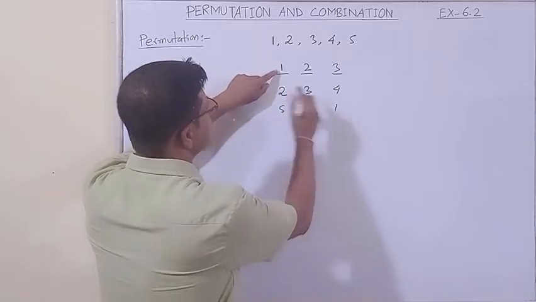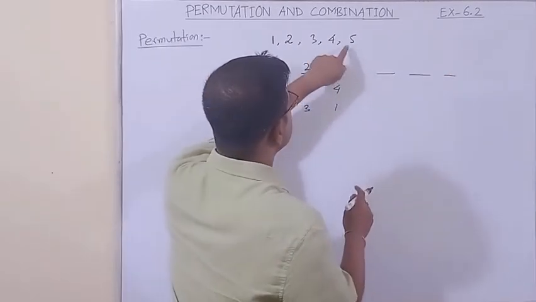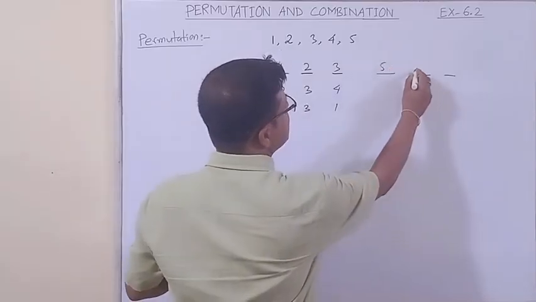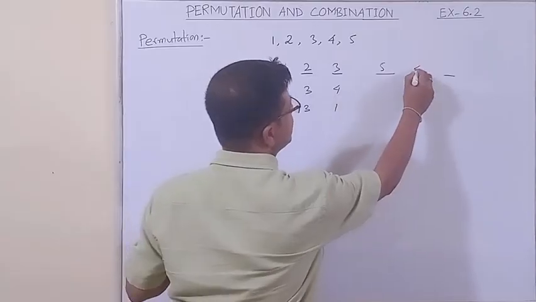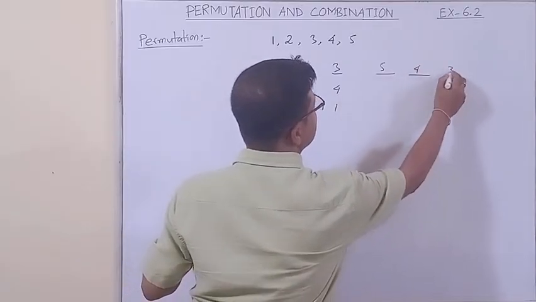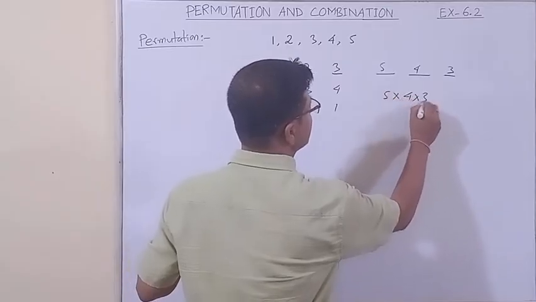I am explaining again. This place can be filled up in how many ways? 5 ways. This place can be filled up in how many ways? If one digit is already taken, 4 ways. This place can be filled up in 3 ways. So the total number of ways is 5 into 4 into 3.